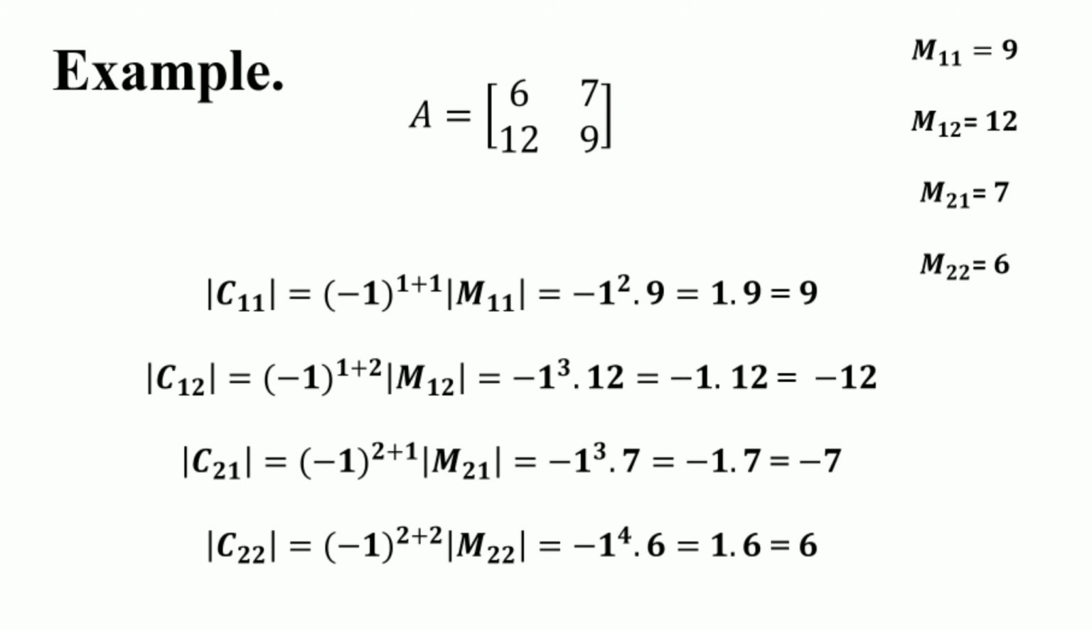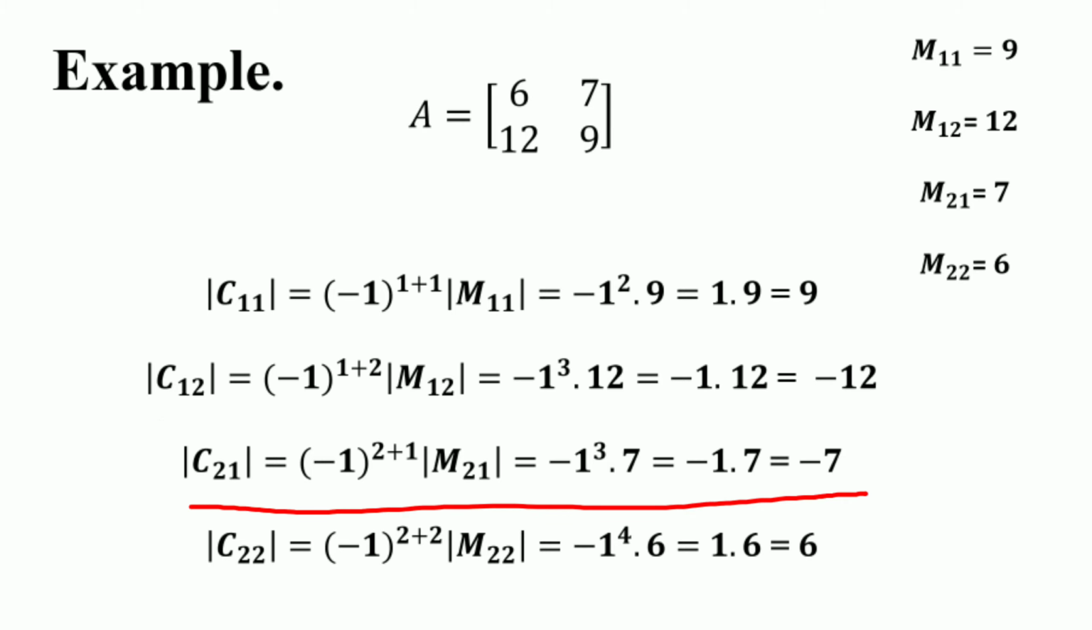Now we want to find out the cofactor of the given matrix A. The first cofactor C11 is equal to minus 1 raised to the power 1 plus 1 into the first minor, which is equal to minus 1 squared into the first minor 9, and thus the first cofactor is equal to 9. And the second cofactor C12 is equal to minus 1 raised to the power 1 plus 2, that means minus 1 cubed into the second minor 12. So minus 1 into 12 is equal to minus 12.